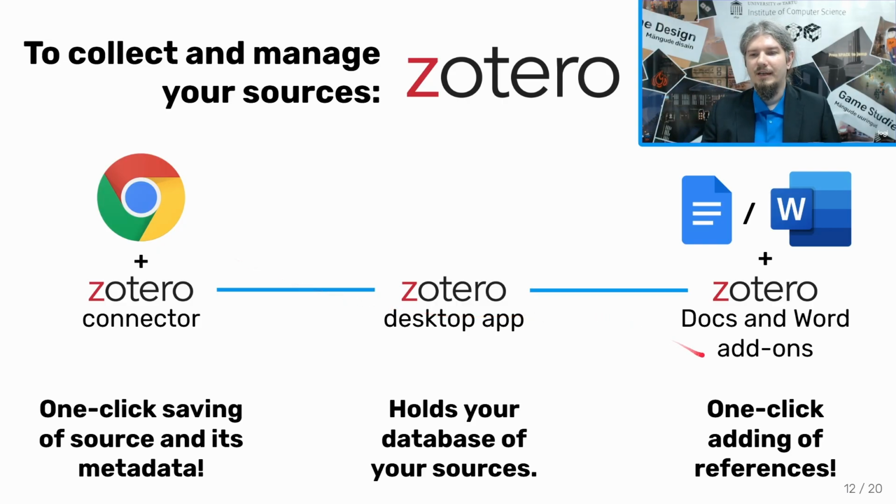Now, Zotero has a third part, the Google Docs and Word add-ons. Those allow you to add citations in your thesis draft and later on in your fair copy with one click. So in Docs or in Word, you just say Zotero add citation, you type the author or title or whatever you use to recognize a citation, you press enter, it adds the citation and it creates a bibliography.